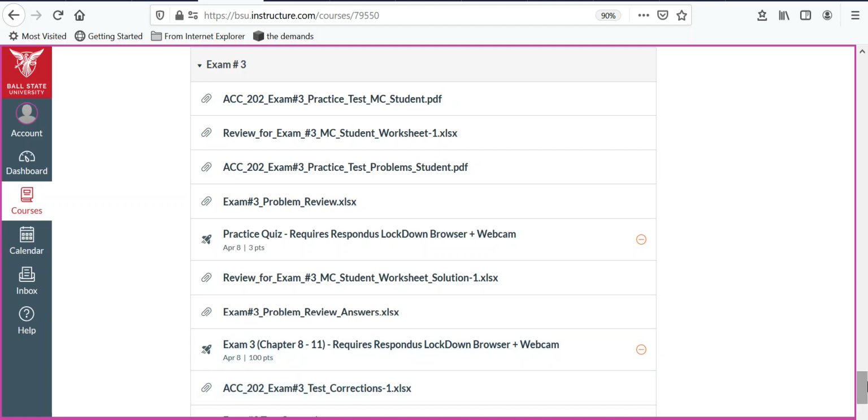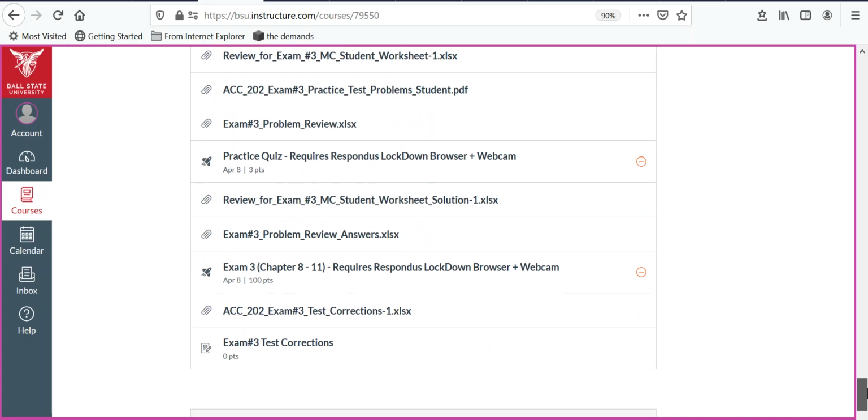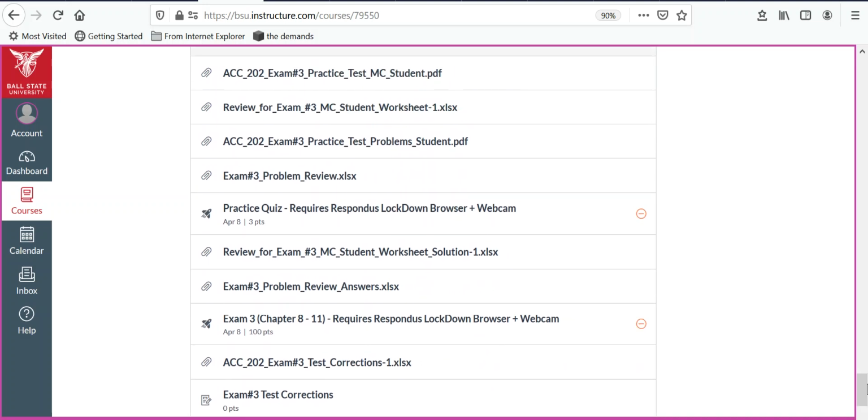I'm in the Exam 3 window right now, and you can see that I have a new file here called Exam 3 Test Corrections. It's an Excel worksheet, and then there is a new assignment here for test corrections. So here's what's going to happen. I will arrange it so that you'll be able to see your exam results in Canvas. Again, you won't need the webcam or any of that sort of thing to do that, or the lockdown browser.